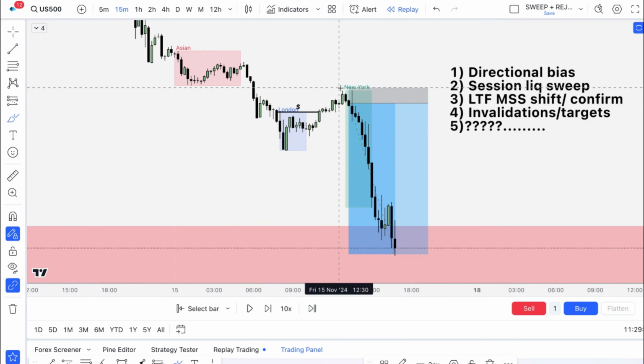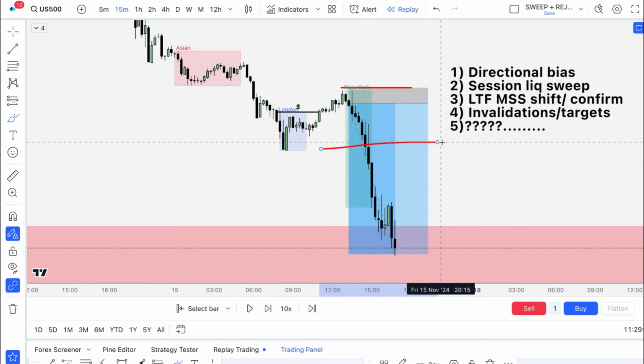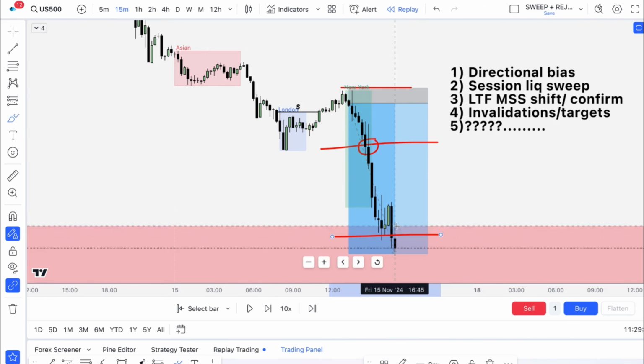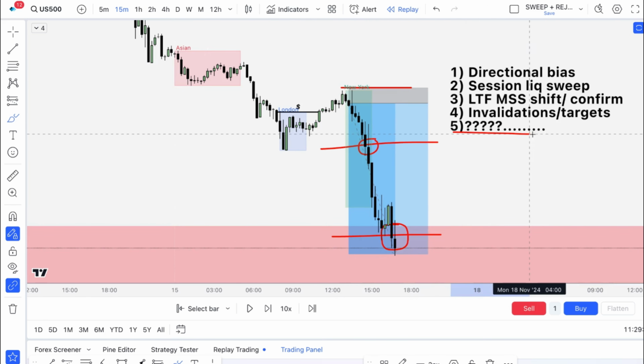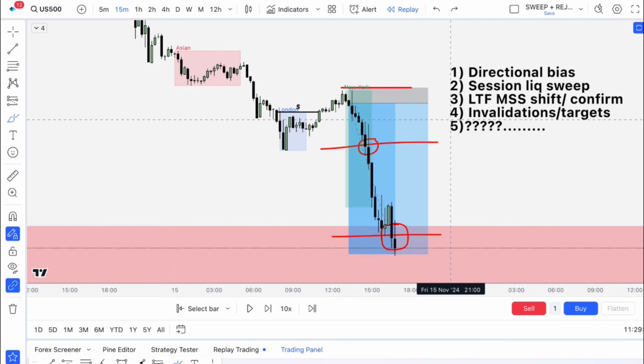Notice how we've got invalidation above the liquidity sweep, simply targeting a 1 to 2 risk to reward, and then we can allow runners to run to higher time frame confirmations. Remember, that is also step number 5, because it's up to yourself in terms of how much you want to secure, whether you want to leave a runner as well. So another absolutely great sell example right here, which was taken on Friday just gone.